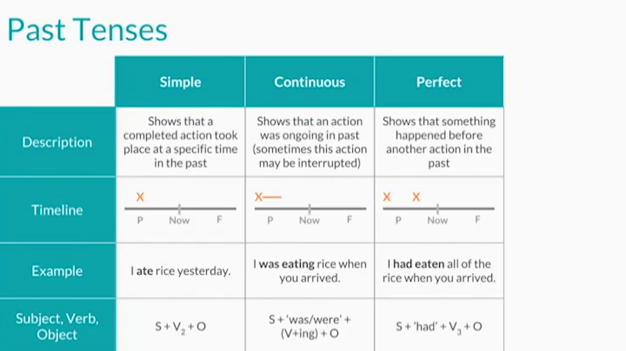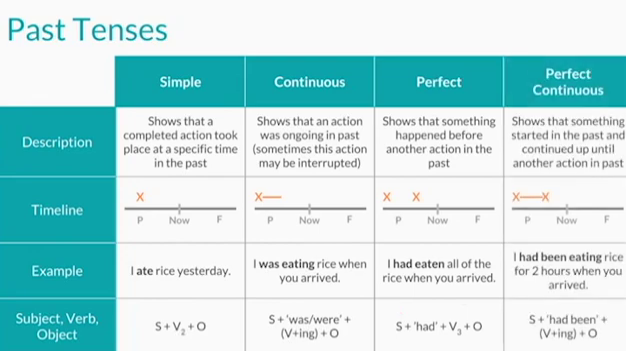So here's the first action. The first action is that I had eaten all of the rice, and then we have the second action. You arrived. So in the past perfect tense, we describe two past events in reference to one another. And to construct this tense, you have to use the structure provided here.